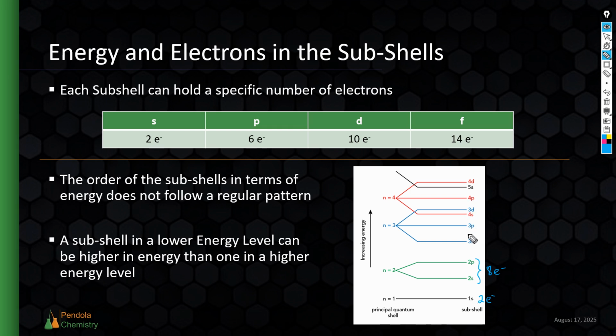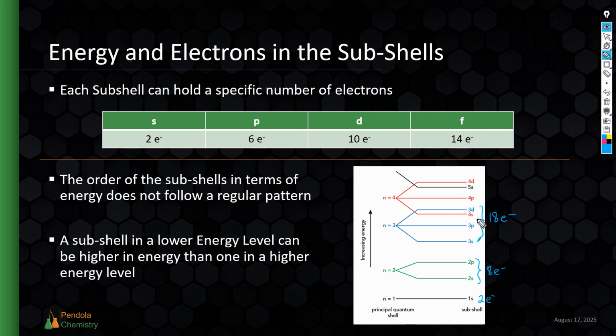It's once we get to 3 that things start getting tricky. The third energy level can hold a total of 18 electrons because the D sublevel can hold 10, the P sublevel can hold 6, and the S can hold 2. Now notice, it's the order you would expect, S, P, D, within the third energy level.